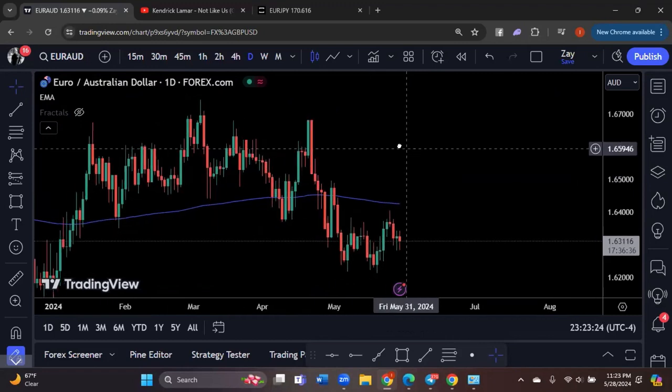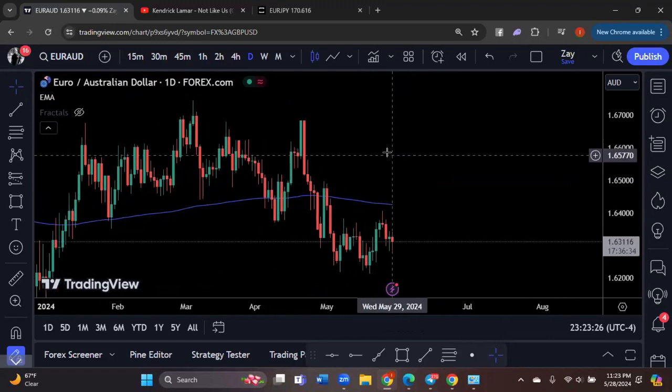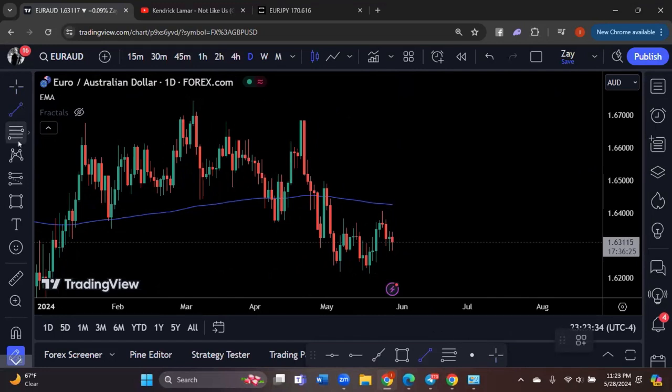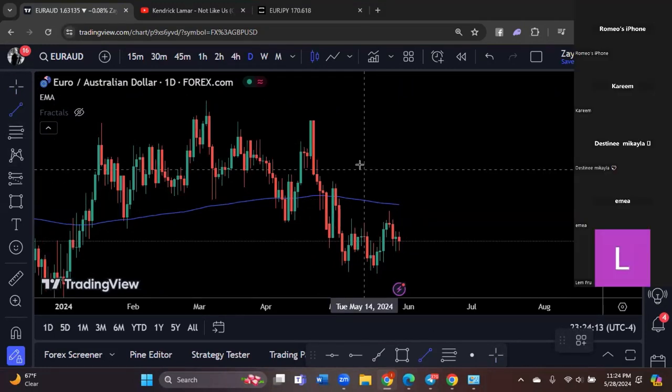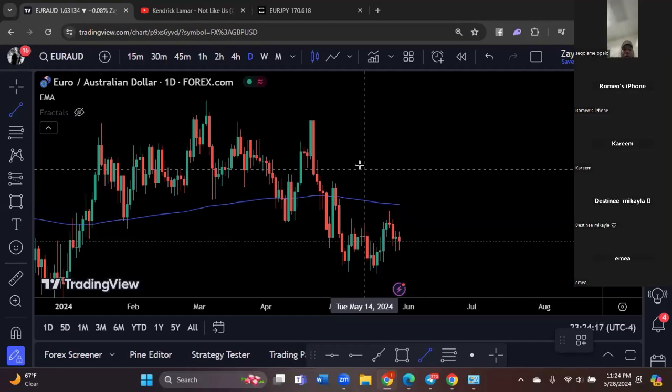Everybody knows the platform that I use in particular is called TradingView. I use TradingView because it's easy for me to mark up my charts, place little symbols, draw lines, all of that good stuff. You also can use MetaTrader 4. Let's start here. If y'all can drop y'all questions in the chat, I can specifically go over the questions that y'all have. That way I won't just be rambling and talking.